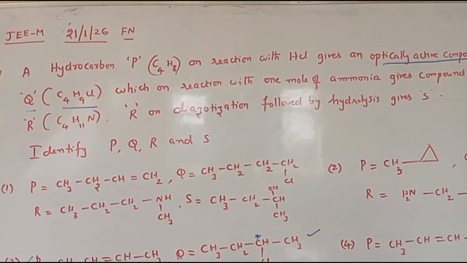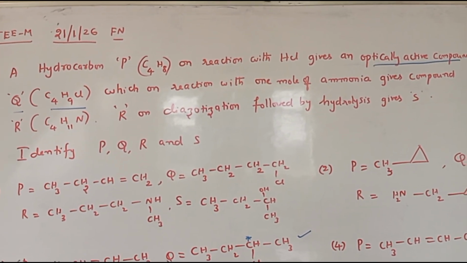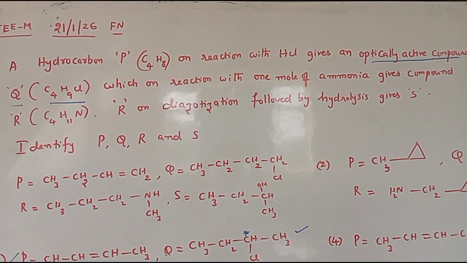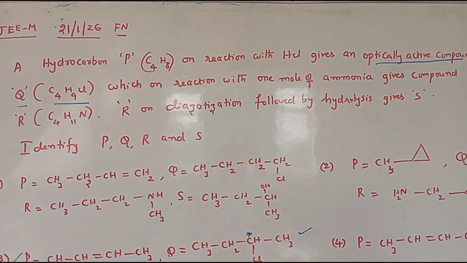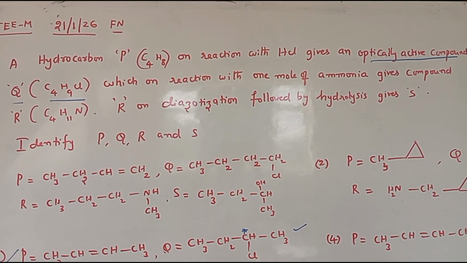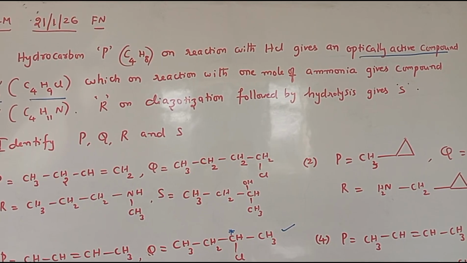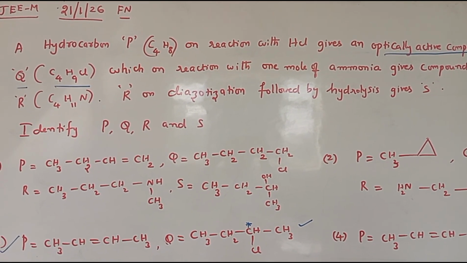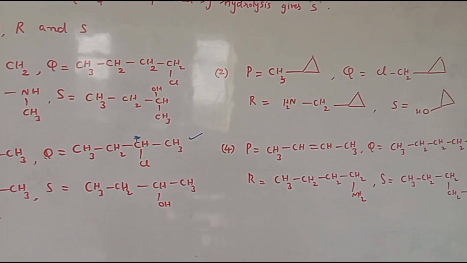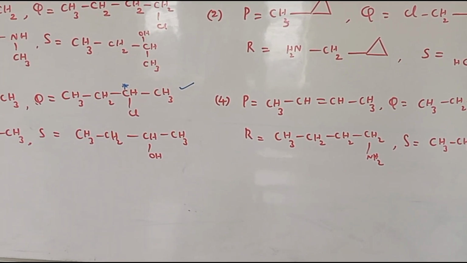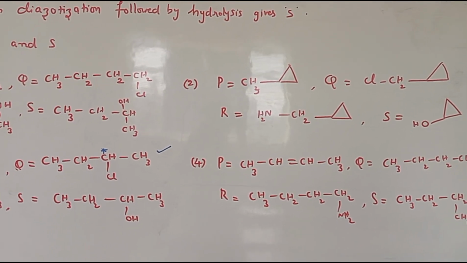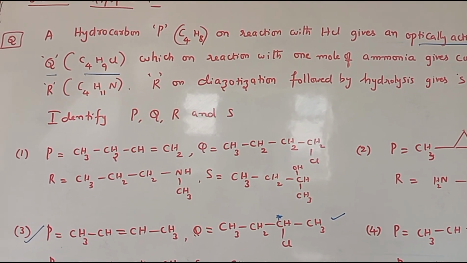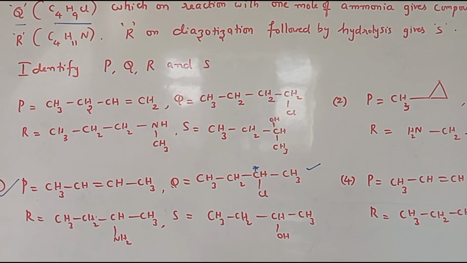So what the question gives is a hydrocarbon on reaction with HCl gives an optically active compound, and that compound is Q, which on reaction with 1 mole of ammonia gives compound R, that is an amine, and R on diazotization followed by hydrolysis gives S. So identify P, Q, R, S. In this way we can identify the right answer for this question. Hope you understand how to identify the right answer. Thank you.